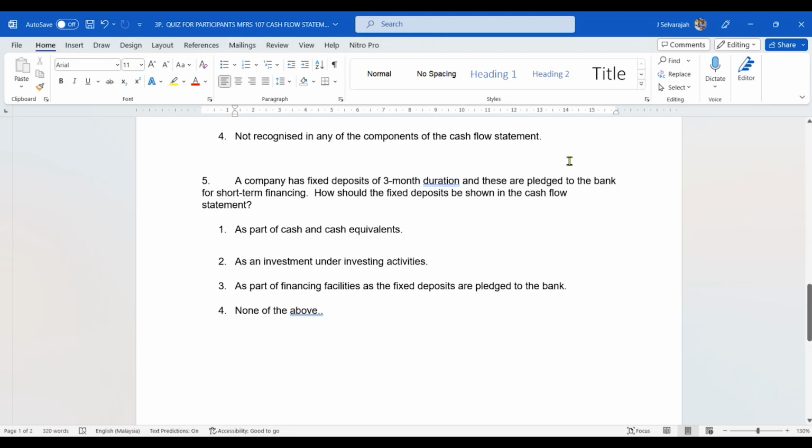This one, you close your eyes, you know already. And these are pledged to the bank for short-term financing. How should these fixed deposits be shown in the cash flow statement? 3 months duration, pledged to the bank for short-term financing. All right. Now, this is a gifted question.